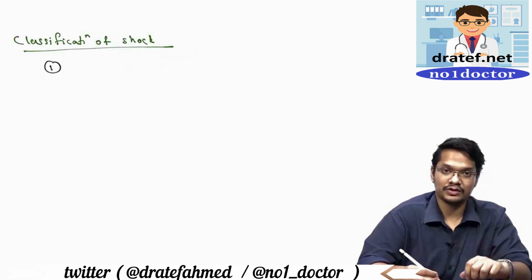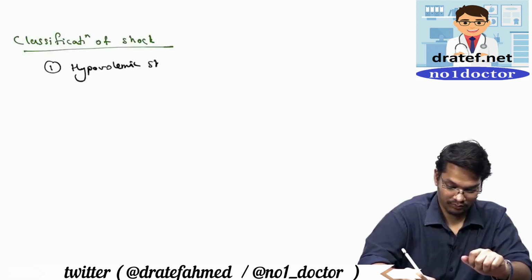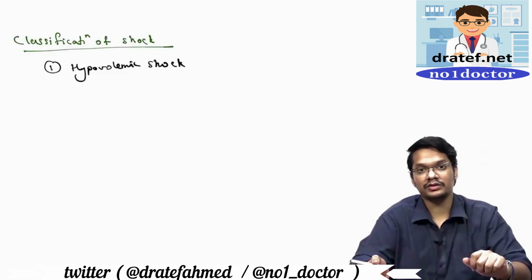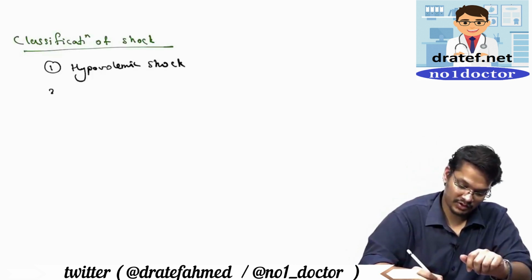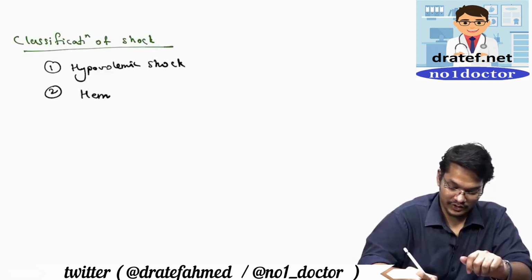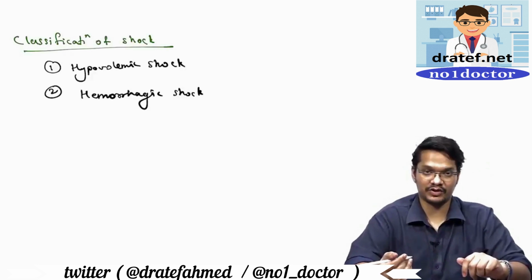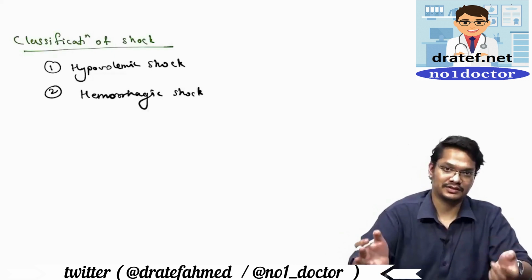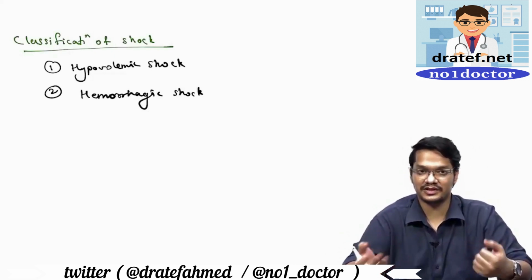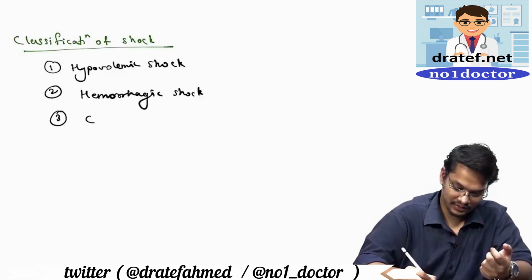So the first type of shock is hypovolemic shock. Hypovolemic shock can be due to dehydration or excess diarrhea. Second is hemorrhagic shock. Now hemorrhagic shock in some of the classifications is also classified as a subtype of hypovolemic shock, because essentially in hemorrhagic shock there is a decreased amount of blood, so hypovolemia can occur. In some of the books, hemorrhagic shock is a subtype of hypovolemic shock. Then the third type, cardiogenic shock.